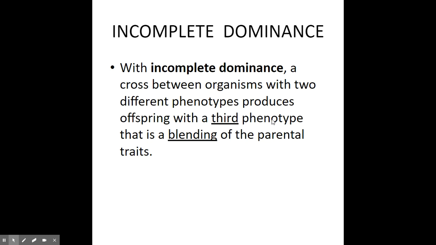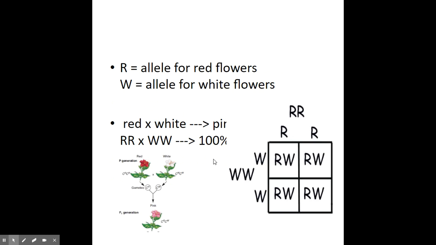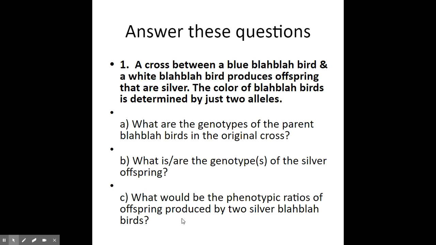Another way to look at it is a cross between two organisms with different phenotypes, where there's a blending of the parental traits. If you look at snapdragons, these flowers do the same thing. If you have a homozygous red, it will be red. Homozygous W, it will be white. But if you have one of each, one R and one W, it's going to be pink. And we'll look more at that when you're doing some example problems.